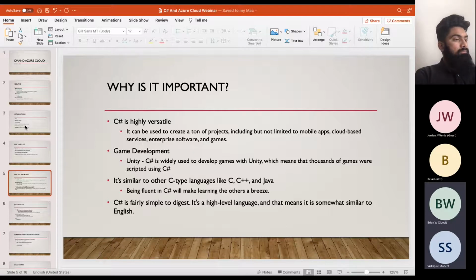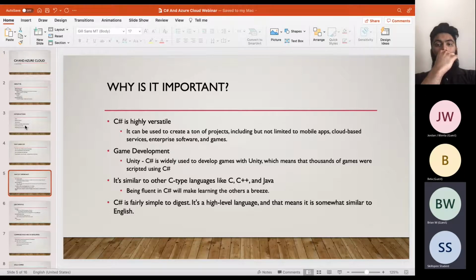Like I said, being fluent in C# will make learning the others a breeze. So other C-type languages like C, C++, and Java, those three are sort of the mainstream languages along with C#. C# is very similar to them. So once you know C#, it's very easy to pick up the other languages. It also helps on the job when you're given training, and usually with training, you're given 2 weeks to a month. So if you have some prior knowledge, it's a lot easier to do your job, stay intact with your other employees, and get the job done. So that's always helpful.